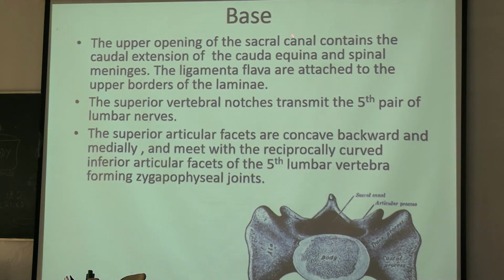So the upper opening of the sacral canal contains the caudal extension of the cauda equina and spinal meninges, and the ligamenta flava are attached to the upper borders of the lamina. The superior vertebral notches transmit the fifth pair of lumbar nerves. The superior articular facets are concave and face backward and medially. See, this is the superior articular process of the first sacral vertebra. This is concave and facing backward and medially, and meets with the reciprocally curved inferior articular facets of the fifth lumbar vertebra, forming the zygapophyseal joints.